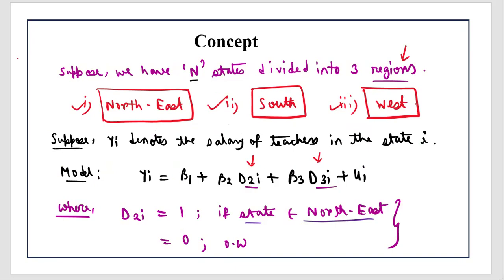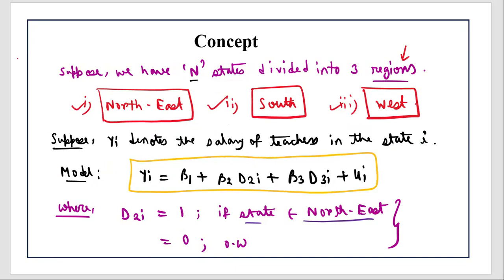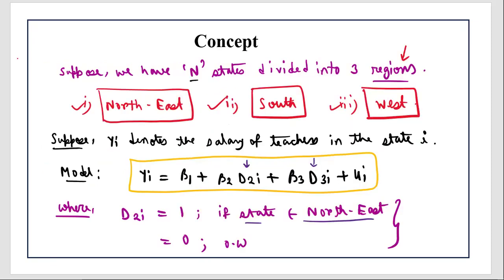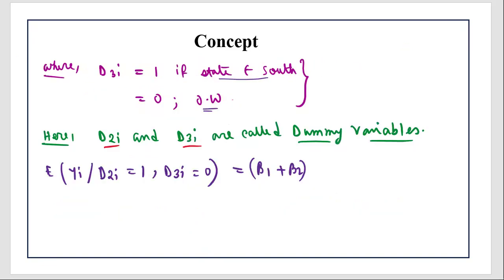So from this model now, let me remove these lines. This is our original model. Here, if you put d2i to be 1 and d3i to be 0, then what will you get? What will this expression come out to be? This will come out to be beta 1 plus beta 2. See here, beta 1 is there, beta 2, because this is 1, so beta 2 will be there, and d3 is 0, so beta 3 will automatically be 0. So it will be simply beta 1 plus beta 2. And the interpretation, as I've told you, let me write it down.